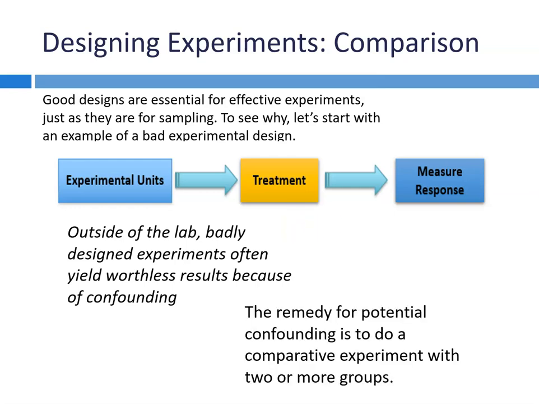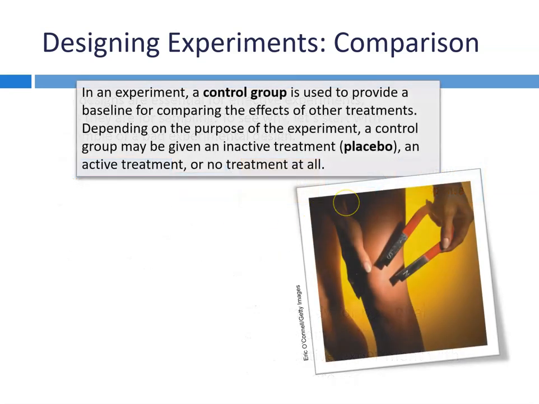What's the remedy? Well, we're going to do a comparative example with two or more groups. Now, oftentimes you might have a control group. In an experiment, a control group is used to provide a baseline for comparing the effects of other treatments. Depending on the purpose of the experiment, a control group may be given an inactive treatment, which we cite as the placebo. Maybe they're given an active treatment, or maybe they're given no treatment at all.